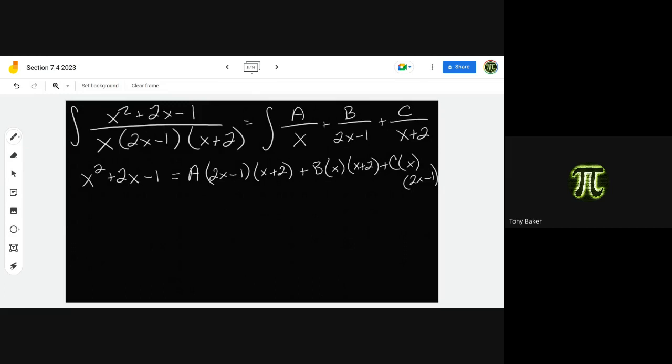I've got this nice big long problem. But we're going to make it simpler. So what number do you want to make x equal? 0? Yep, 0 works because I have the x. Negative 2 would work. Yep, negative 2. And the other one is going to be 1/2. Those are the 3 numbers that are going to make something in this problem 0.